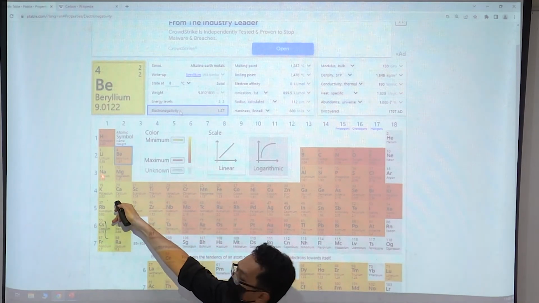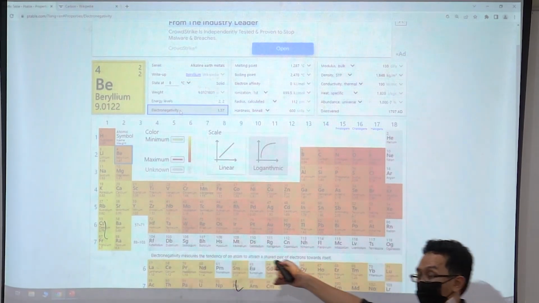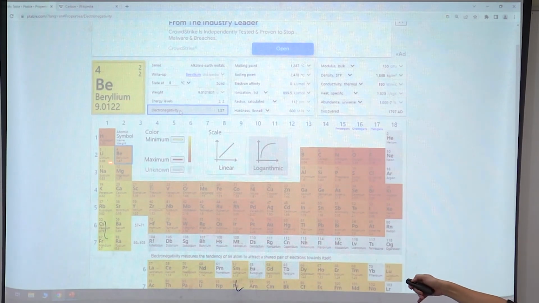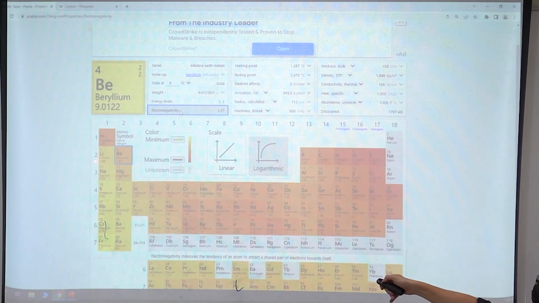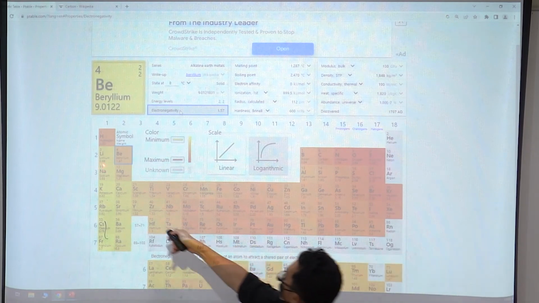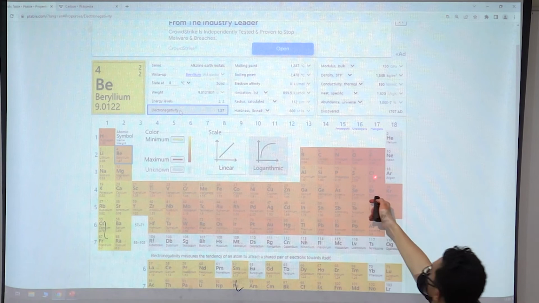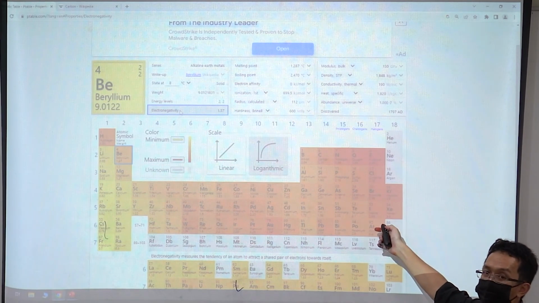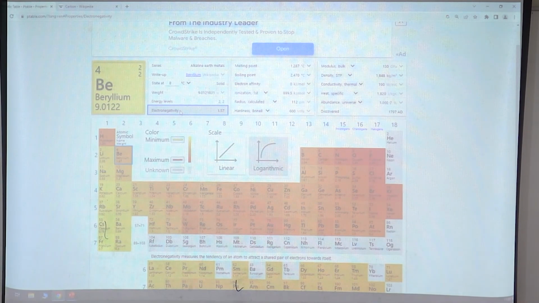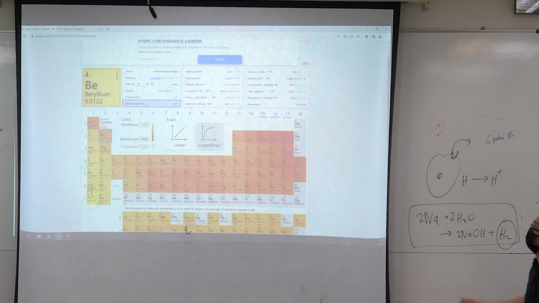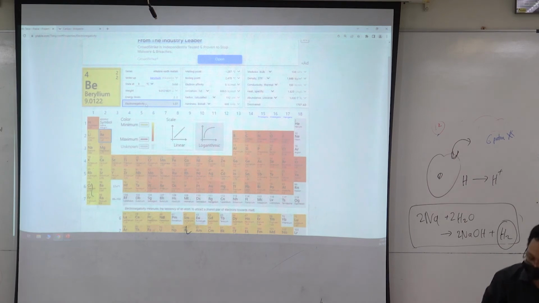There are some numbers here. If you open this in your browser later when you go back to your hostel, you will see there are numbers here. You can see the numbers here are less than here. For example, lithium here is 0 point something, but chlorine here is 3 point something. So that is the electronegativity number. The higher the number, the more electronegative. As you can see, the trend is going up to the right.